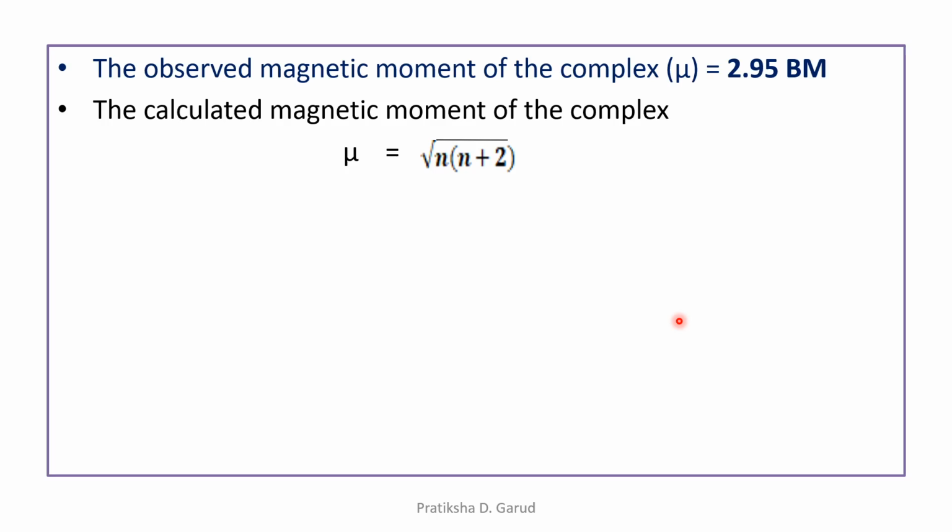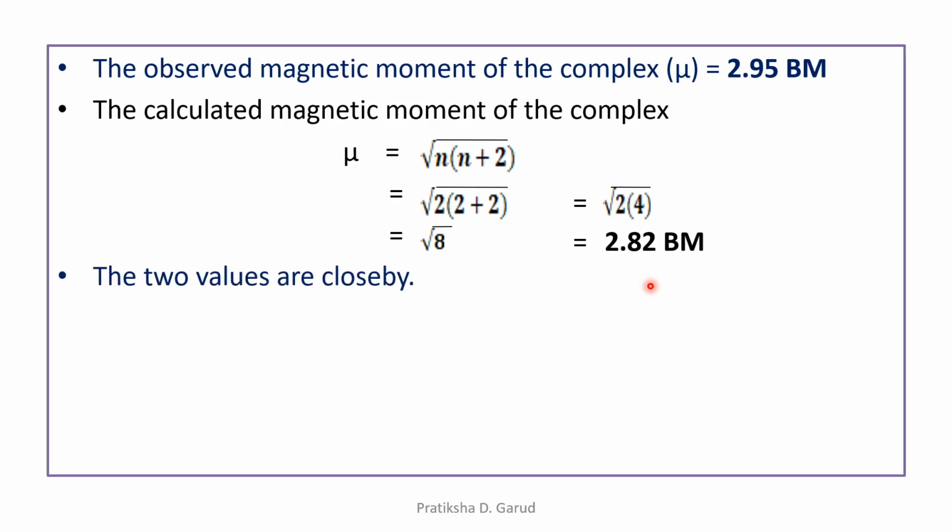So let's put them in the formula. Mu equals the square root of 2 into 2 plus 2, which equals the square root of 2 into 4, which equals the square root of 8, and that is equal to 2.82 BM. So the observed magnetic moment is 2.95 BM and the calculated magnetic moment is 2.82 BM, Bohr magneton.